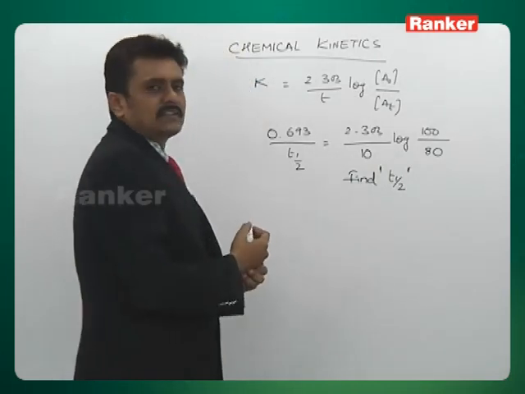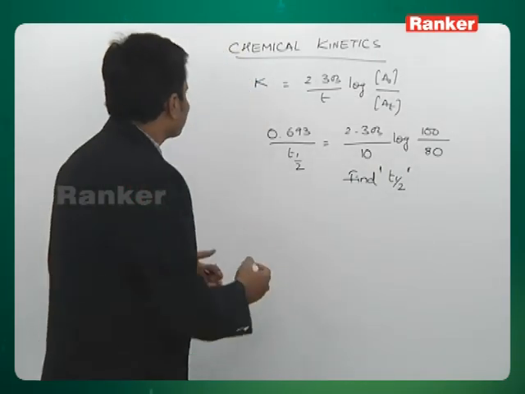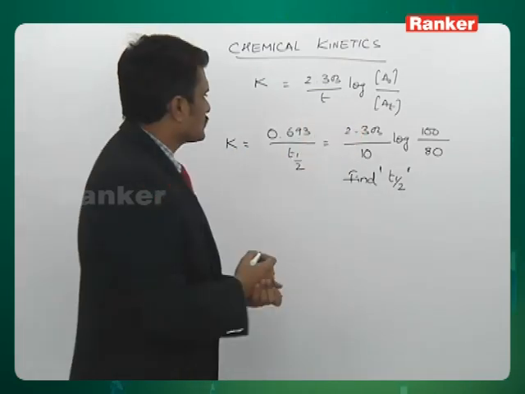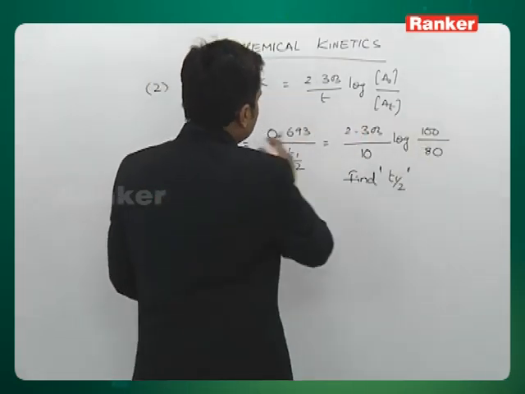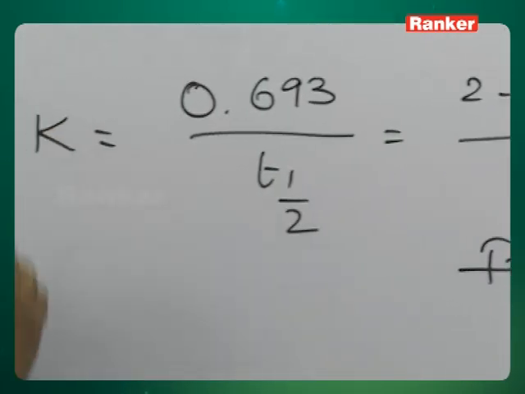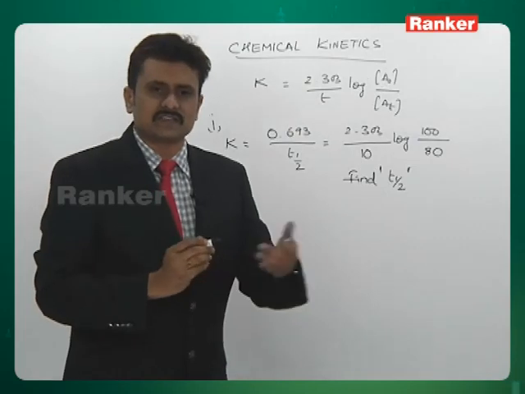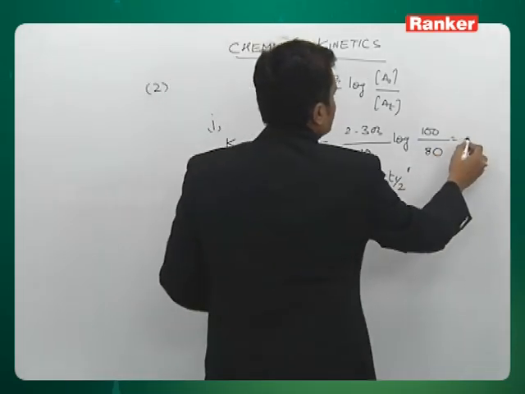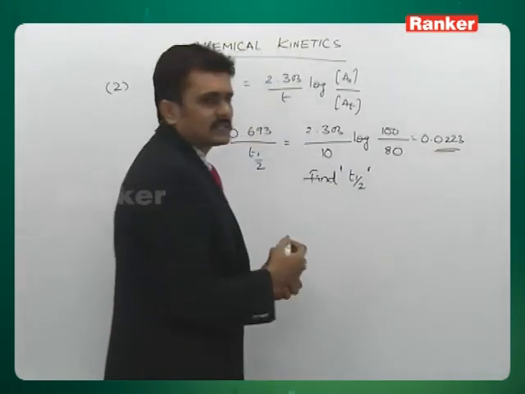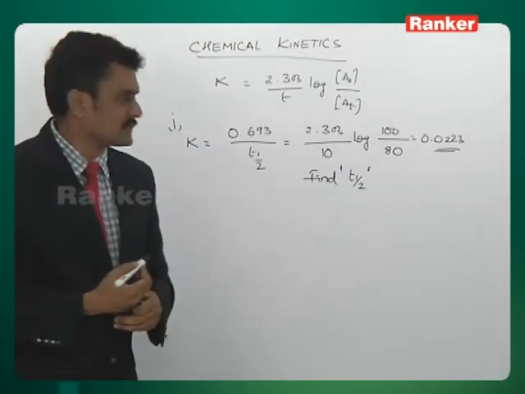Now, after finding out T half, we know that this is your K which you have got after such substitution. You know that this simplification will fetch you the value of K, which is the first question answer for you. The K is turning out to be 0.0223 minute inverse. This is the answer for your first question.